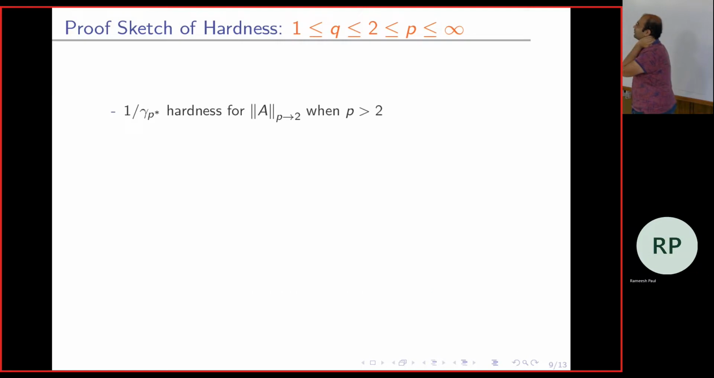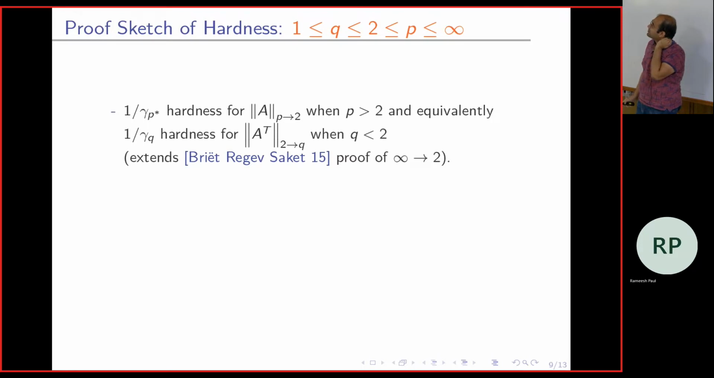Right. So this is the p to 2 case when p is bigger than 2, and by the symmetry we saw before, if q is less than 2, you can get hardness of p. This extends the earlier result. They gave a hardness for the problem when the matrix is PSD. As part of their proof, they needed the infinity case. We extend this, and this is actually the bulk of the paper.